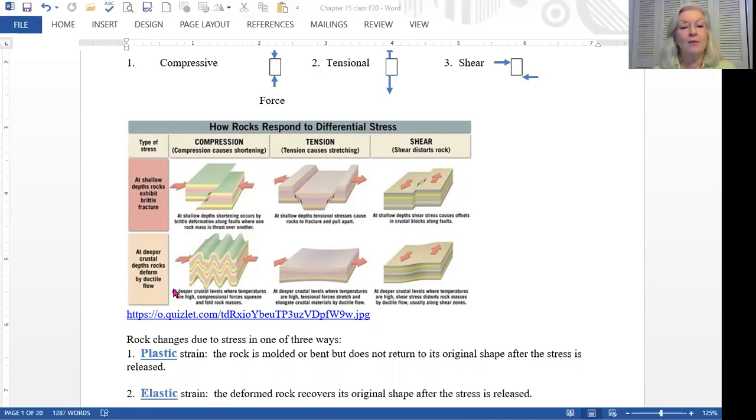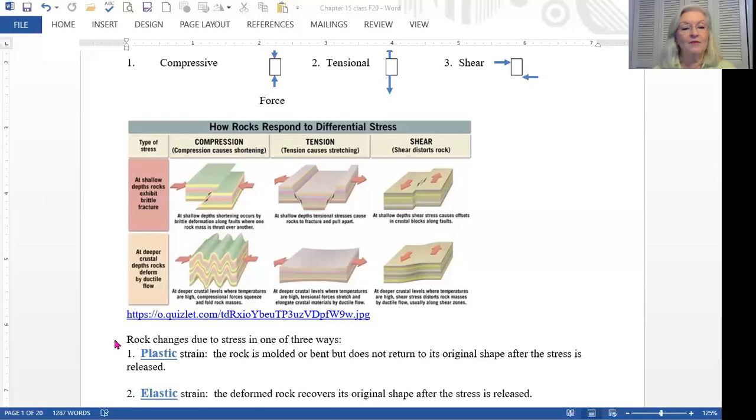Suppose we look at it at depth. So in compression at depth, you'll notice that the rocks are folded. We get arching up and sinking down. You'll notice that tension thins out the rocks in the middle and may even make a slight depression, a slight bowl shape. And then finally, when you have shear, the rocks are not cracked because under pressure they're pliable, they're ductile. And so they distort, but they don't crack and shift.